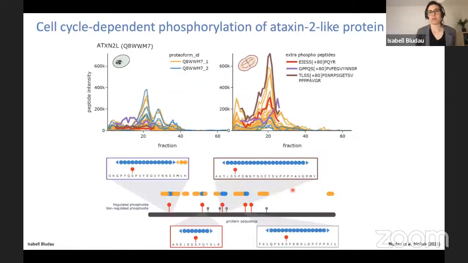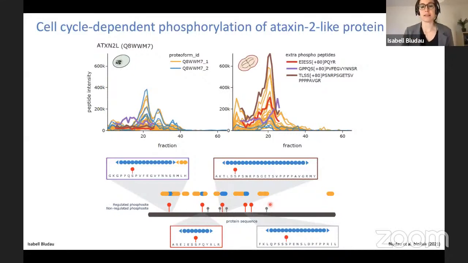So here is an example of the ataxin 2-like protein, and you can see again all of the peptides for this protein here in these two plots. And you'll see that there were 4 peptides indicated in blue that are highly abundant in interphase, but they are actually decreasing significantly in abundance in mitosis, whereas all of the other orange peptides actually increase in abundance during mitosis. So now we mapped all of the peptides again against the protein sequence, and we saw that they actually distributed widely across the sequence. But then our idea was maybe these are phosphopeptides.